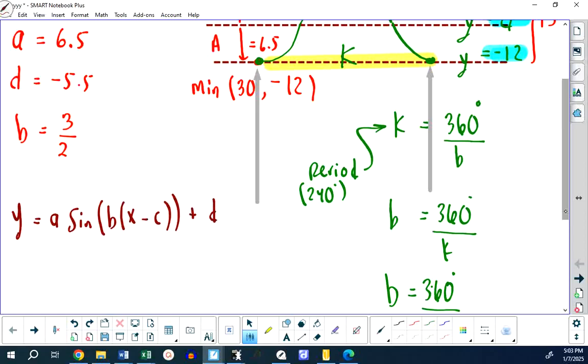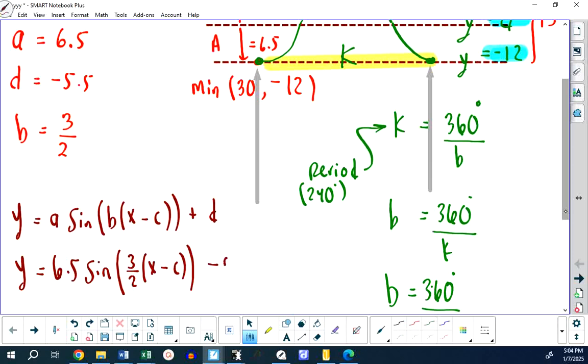And then after we load it in, I'll tell you what we need to do. So this function will be y equals 6.5 multiplied by the sine of 3/2 times x minus c, which we don't know. We don't know what c is. We're getting there. Plus d, and d is negative 5.5.